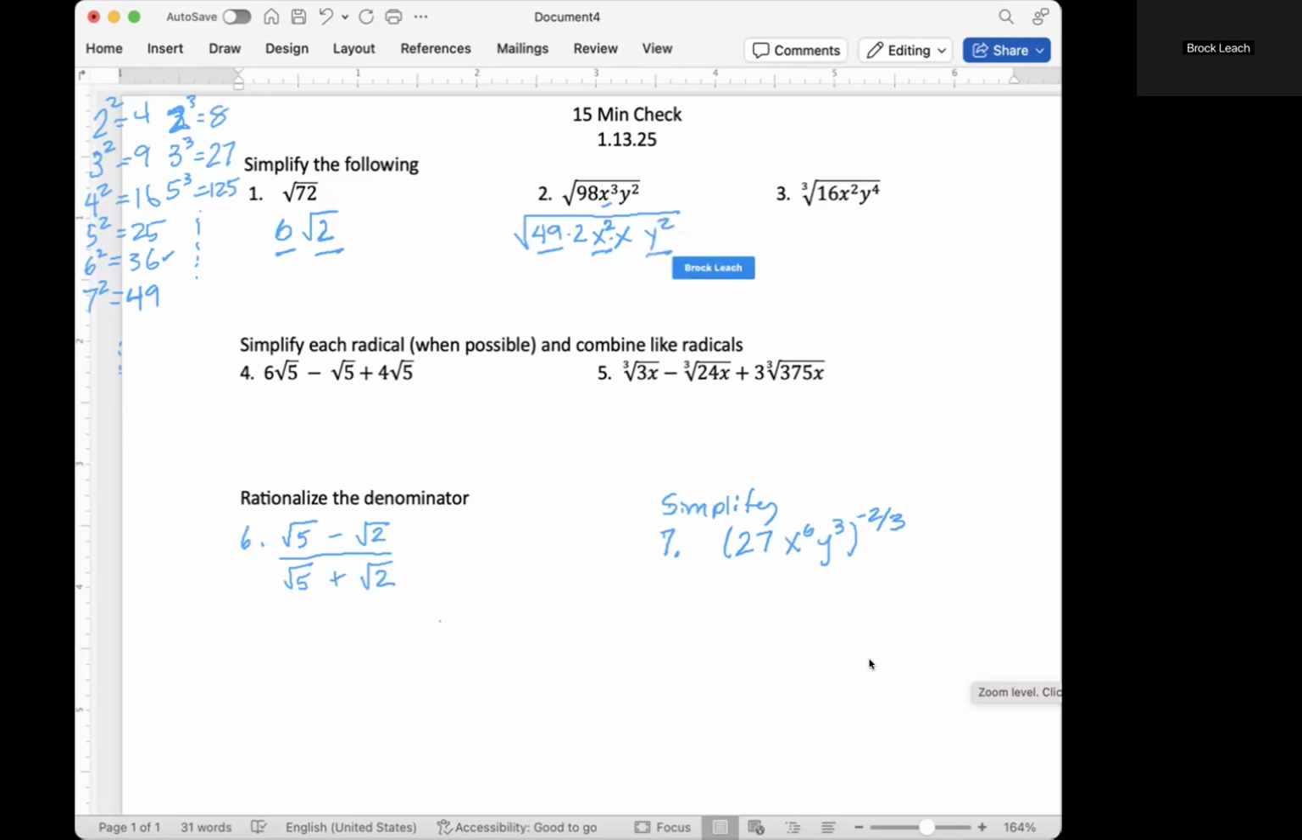So these guys get to come out. Square root of 49 is 7. Square root of x squared is x. And square root of y squared is y. And then what do we have left? We have 2 and an x left under there. So these stay under. These get to come out.